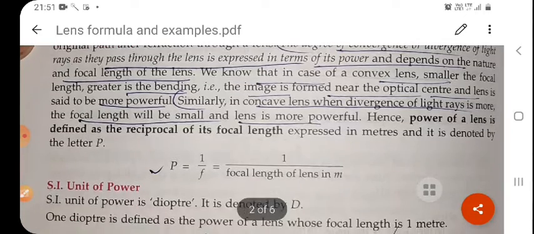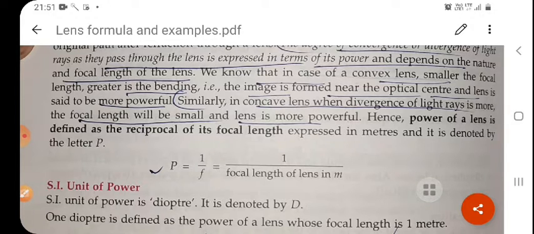Okay, which lens is more powerful? The power of the lens depends on the focal length of the lens. For the diverging lens the focal length will be small, and for the converging lens the focal length will be large. Okay, power is equal to 1 upon f is the formula, 1 upon focal length of lens in meters.